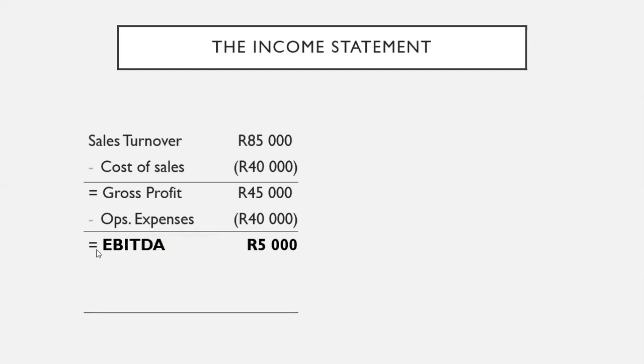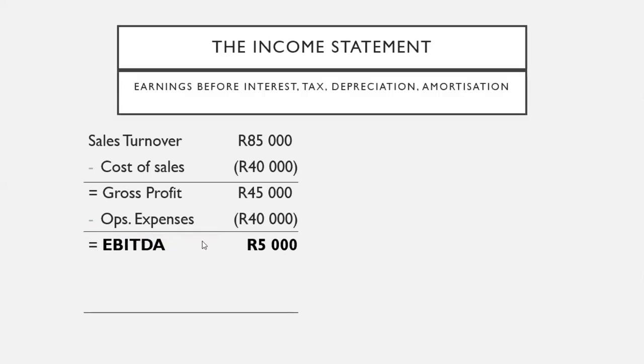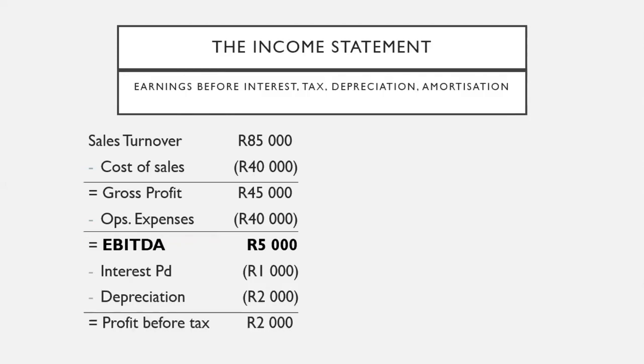And it basically stands for earnings before interest, tax, depreciation, and amortization, which you can see at the top there. I'm not going to go into that detail now. And then the rest of your income statement, you take off your interest and your depreciation, and you end up with your profit before tax. And then obviously your tax comes off that.